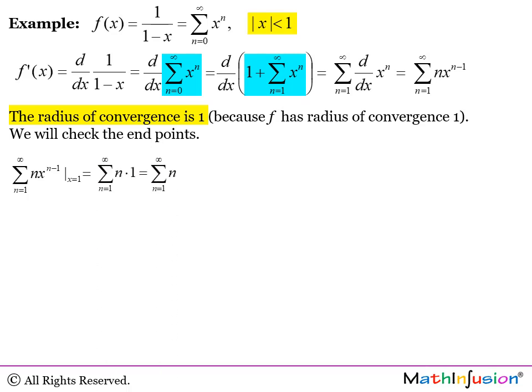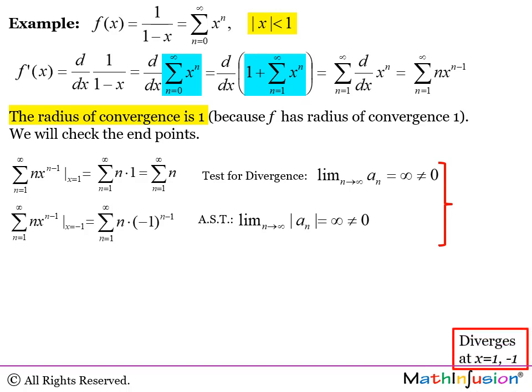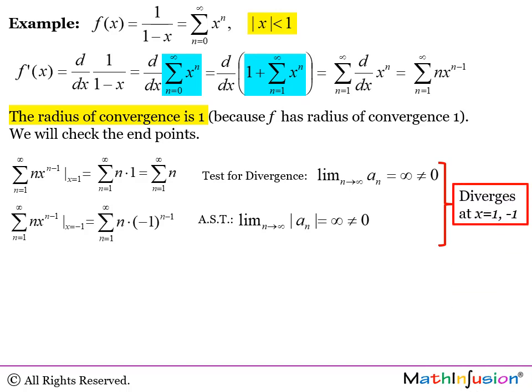But let's say that we don't pay attention, we can still substitute 1 for x, and we are going to get that. By the test for divergence, this is definitely going to be divergent. And then we are checking at x equals negative 1. We are getting the alternating sum of the sum above, and by the alternating series test, again, the series diverges.